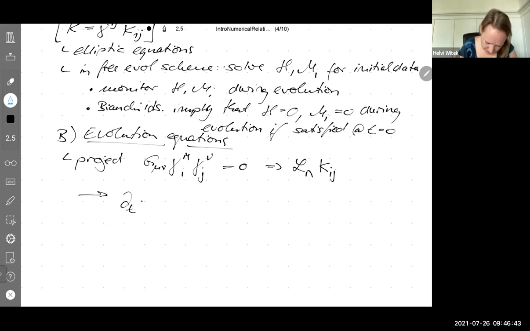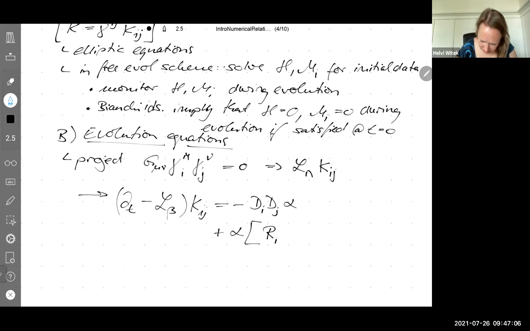We have the time derivative minus the lead derivative along beta of the extrinsic curvature, and that would be given by minus the second spatial covariant derivative, so D_i D_j of our lapse, plus the lapse times the three-dimensional Ricci tensor, R_ij, and I'm dropping the little threes here just to make it more readable, plus the trace of the extrinsic curvature times the extrinsic curvature itself minus this combination K_ik K^k_j. Okay, so that is our dynamical evolution equation.